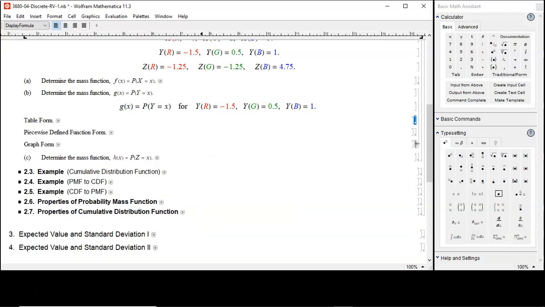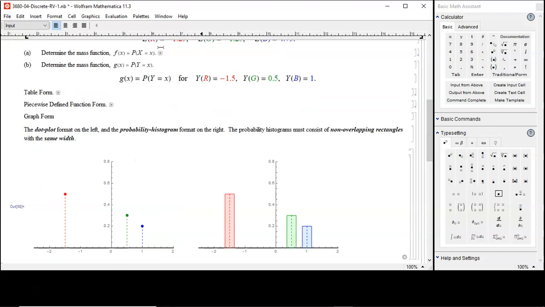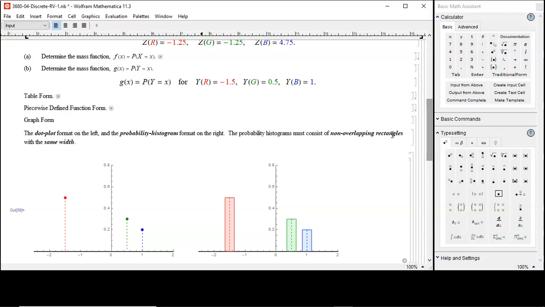Now, how about the graph? Negative 1.5 is a possibility, and there the probability is 0.5. And 0.5 is a possibility, so x equals 0.5, and that probability is 0.3. And x equals 1 is a possibility, and that probability is 0.2. Otherwise impossible, so all this on the x-axis. Another way to express the same thing is to use a probability histogram. We use 3 rectangles like this with the same width and no overlap.